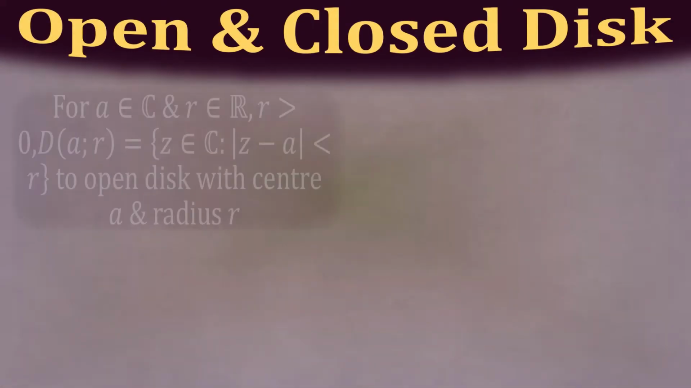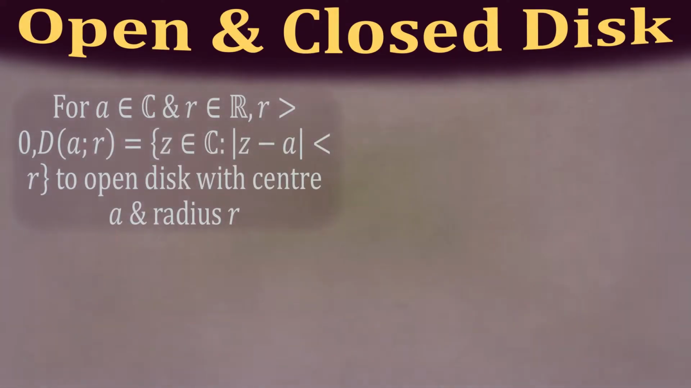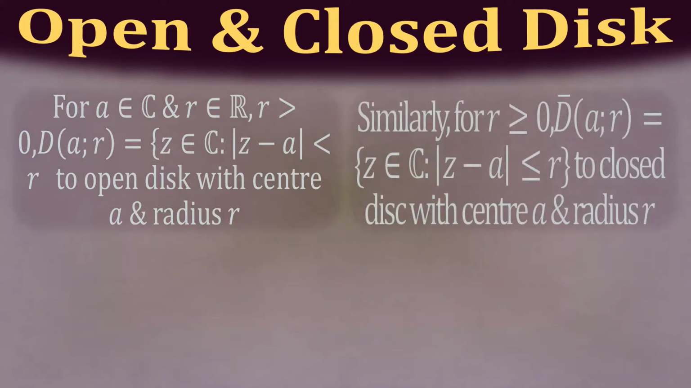First, let's define an open and closed disk. For a complex number a and r a real number greater than 0, we define D(a, r) to be the set of all z in the complex numbers such that the modulus of z minus a is less than r, and we define this to be the open disk with centre a and radius r. Similarly, for r greater than or equal to 0, we define D-bar(a, r) to be the set of all z in the complex numbers such that the modulus of z minus a is less than or equal to r, to be the closed disk with centre a and radius r.